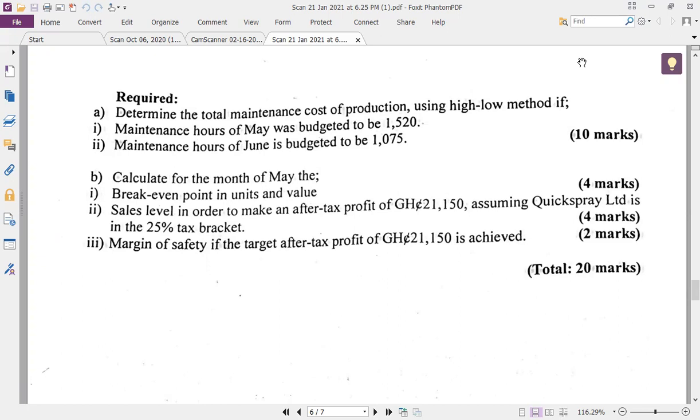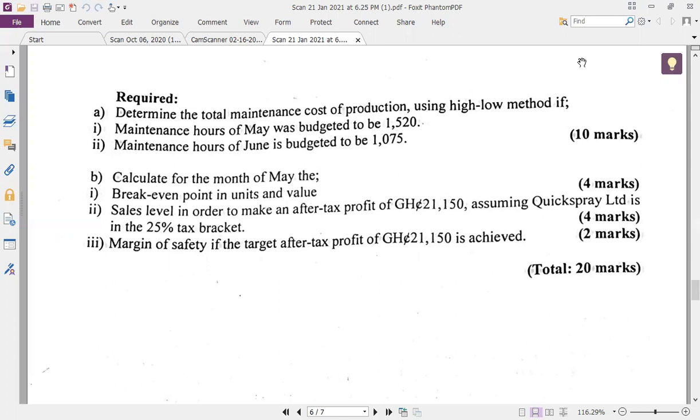Then the sales level in order to make an after-tax profit of 21,150, assuming that the company is in the 25% tax bracket. So over here, just calculate the profit before tax and use it. How do you get a profit before tax? Just take the profit after tax and divide by 1 minus the tax rate. That will give you the profit before tax.